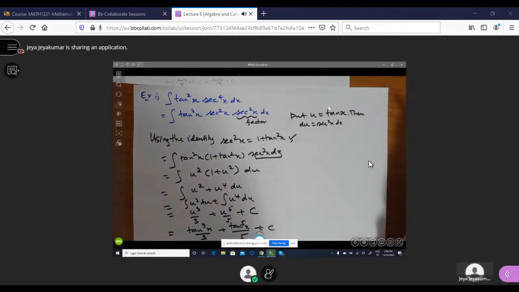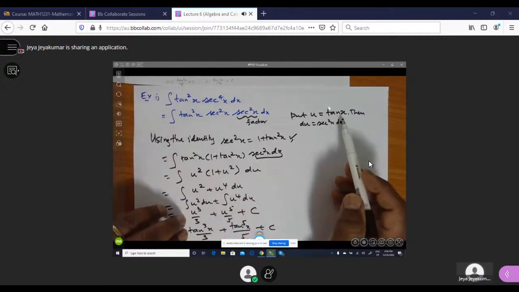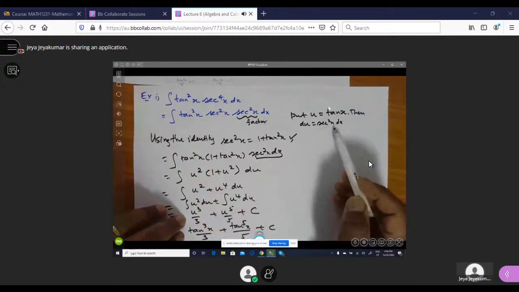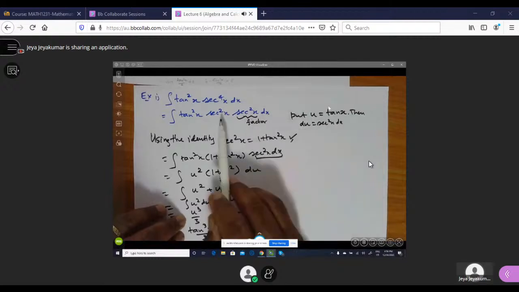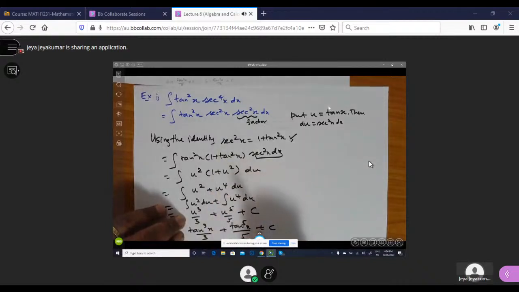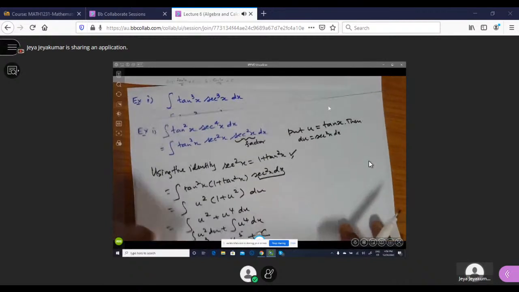If you use sec x as du, then you get sec x tan x there, right? Sometimes it will work and sometimes it may not, depending on the expression you have and the use of the identity as well.